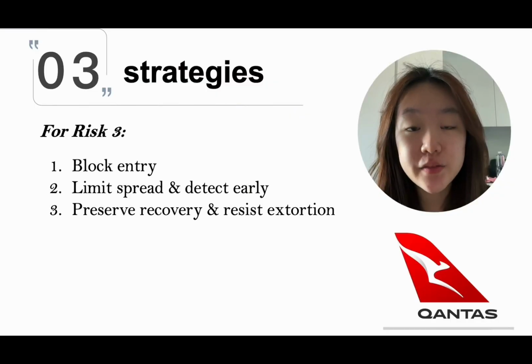For the risk of data exfiltration, Qantas can block entry, limit spread, and preserve recovery. Implement 3-2-1 backups with immutable copies. Run quarterly full restore drills to meet RTO and RPO. Pre-stage a double extortion and customer comms playbook.